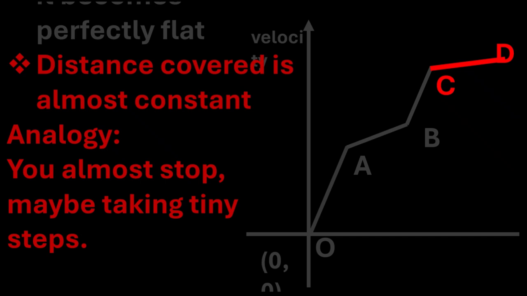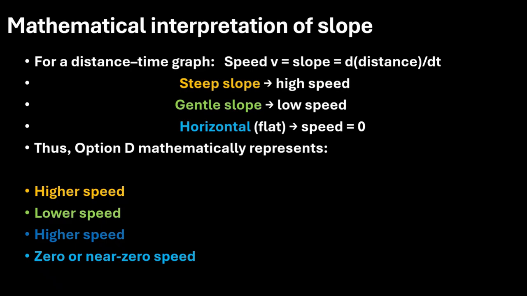So this takes us to the summary, which is distance time graph, slope is velocity. Oh, sorry, slope is speed. Steep slope means high speed, gentle slope means low speed, horizontal or flat line means speed is equal to zero. So the option D represents higher speed, jogging, lower speed, walking, higher speed, running or jogging again, zero or near zero speed, object is either moving very slowly or is at rest.